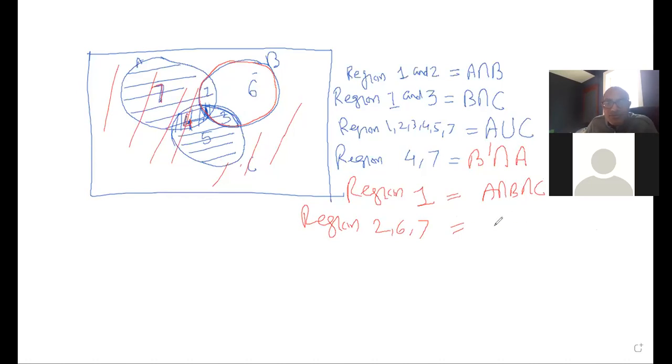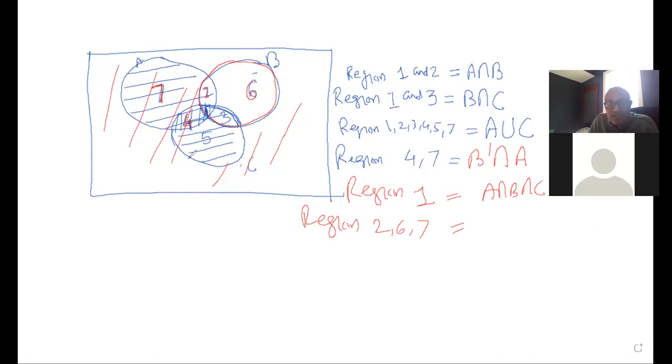2, 6, and 7. What can you say about this? 2 is over here. Yes. 2, 6, and yes, 7. So I'm counting only this part, 2, 6, and 7. I'm not counting this one. So shall I remove this set C? Yes.